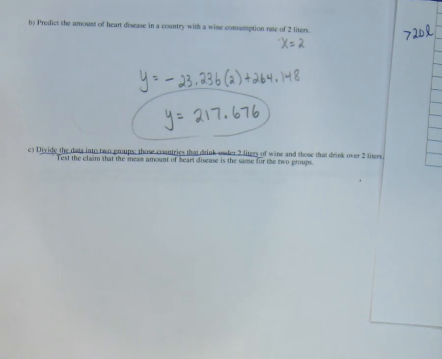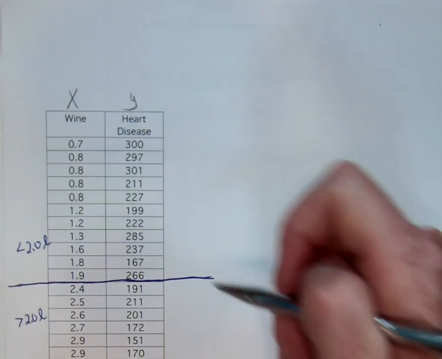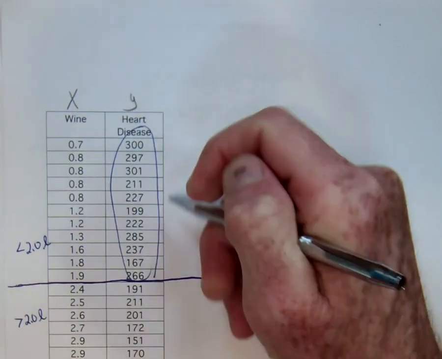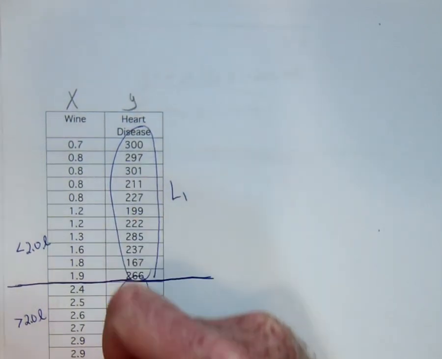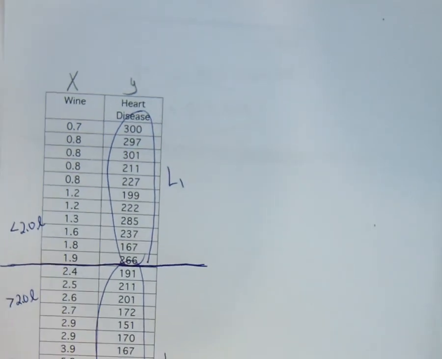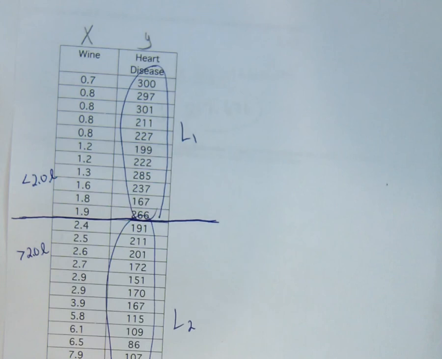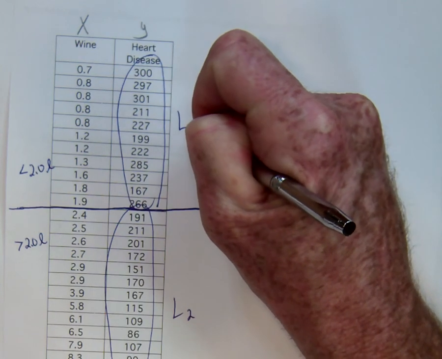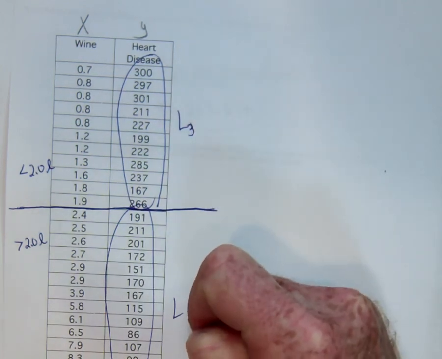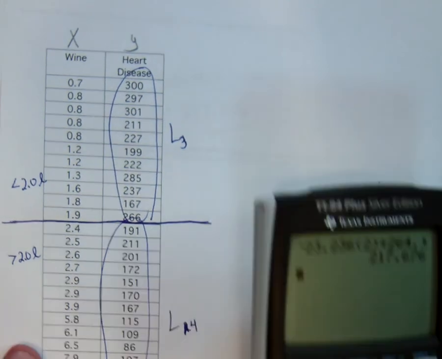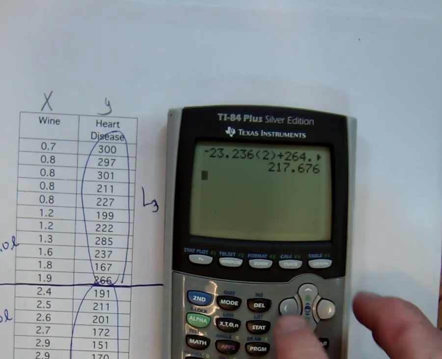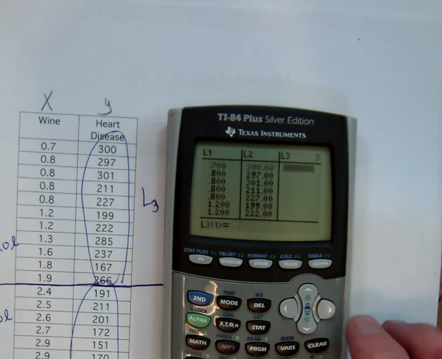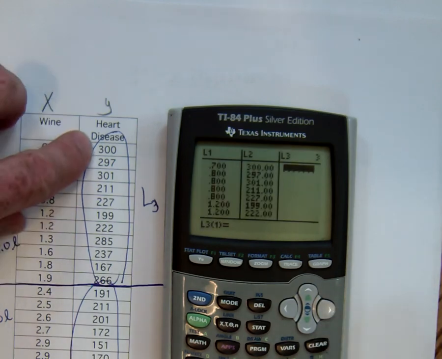Now test the claim that the mean amount of heart disease. So what we've got to do is take this and put it in list 1 and take this and put it in list 2. Or you know what? Since I already used list 1 and list 2, and I don't want to change those in case I need them again, maybe I'll use this as list 3 and this is list 4. Okay, so go to edit, move over to list 3, and now use these.